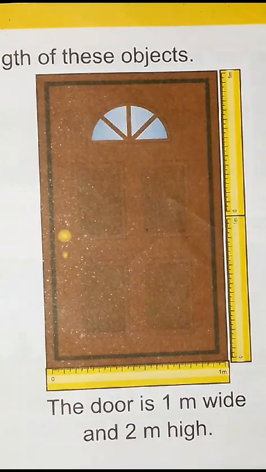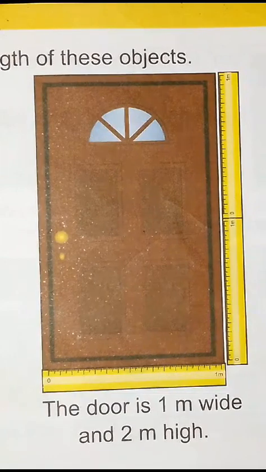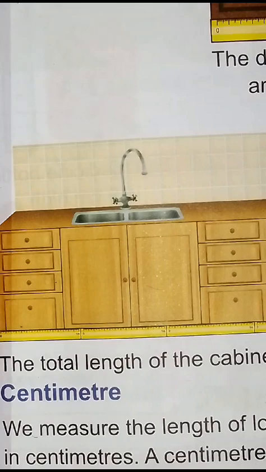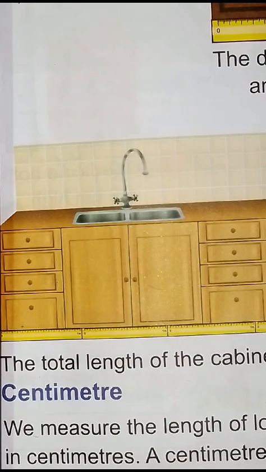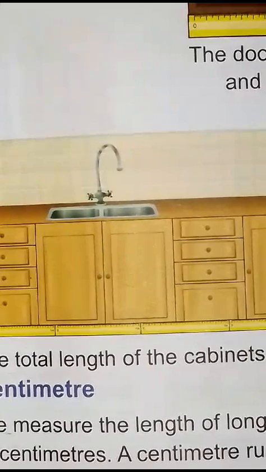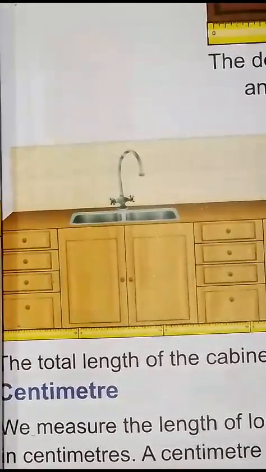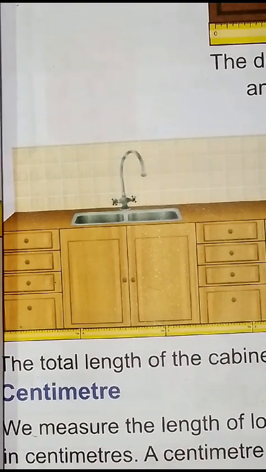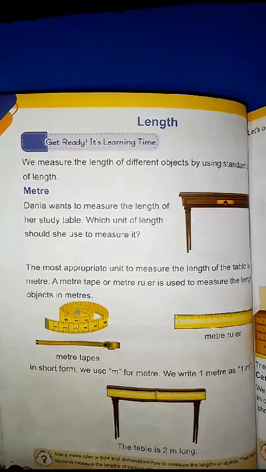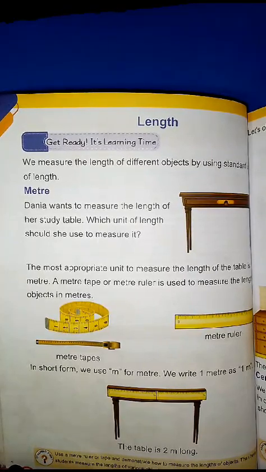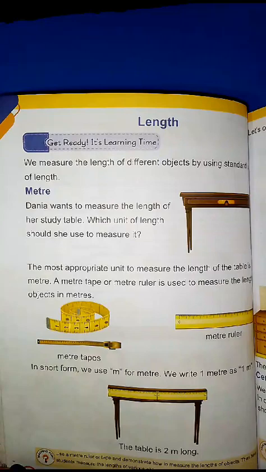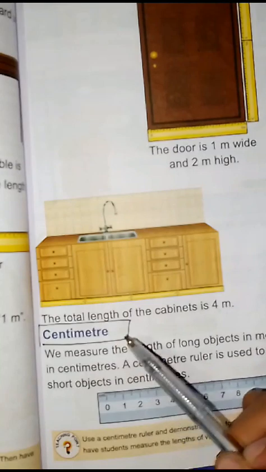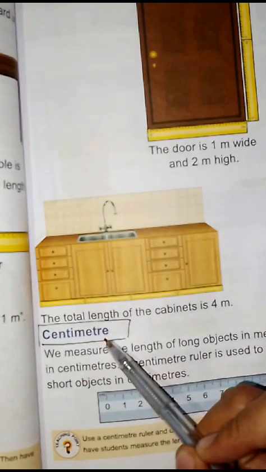Another example is a door. A door is also a long object, that's why we will measure it with the standard unit meter. I have one more example for meter, a cabinet. We will measure a cabinet with the standard unit meter because it is also a long object. Now you know that when we measure the longest objects, we measure them with the standard unit meter.